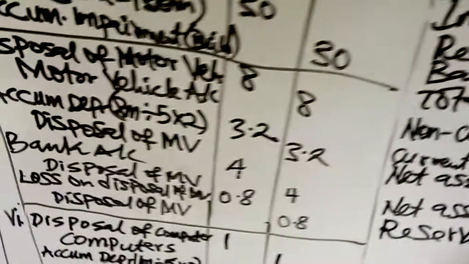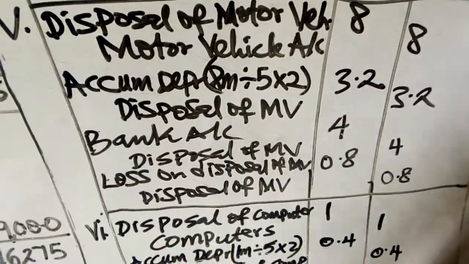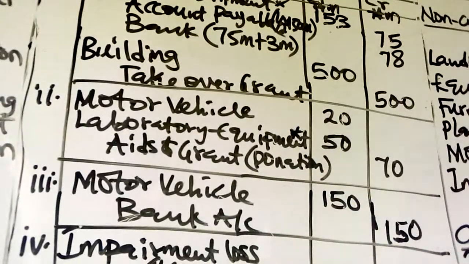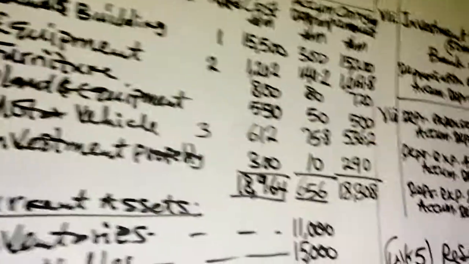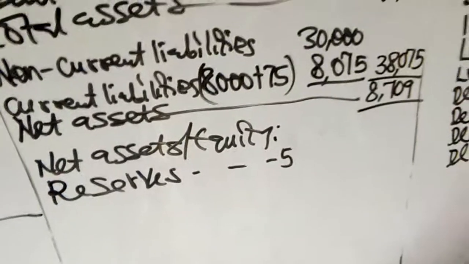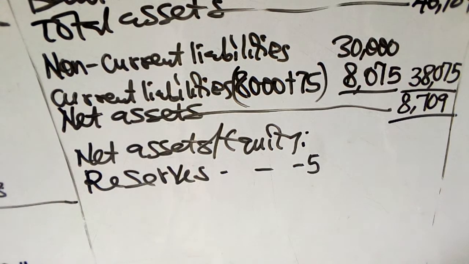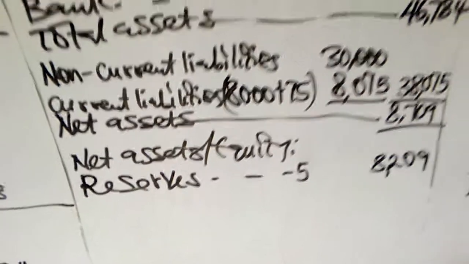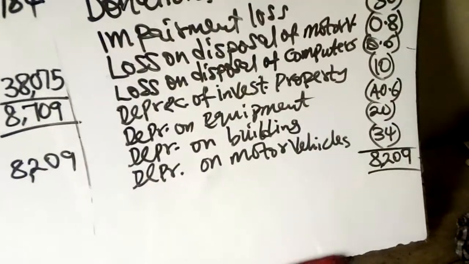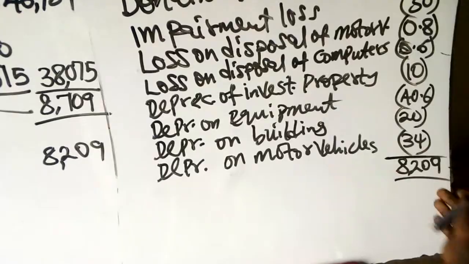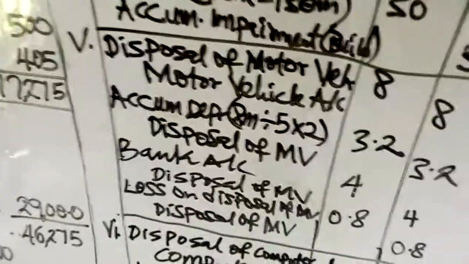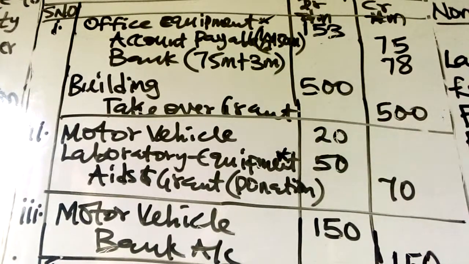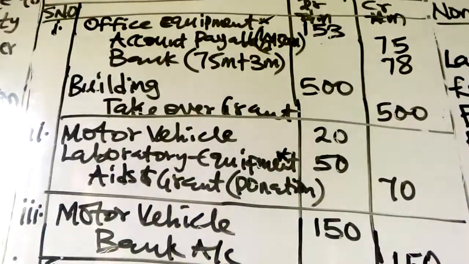Takeover grant, that is from note 1. The building takeover, 500. I've told you that you may add it to your reserves, but I want to separate it. So our reserves, that is note 5, is 8209. That is what we have as reserves from note 5. Then we now have takeover grant of 500. So we add.